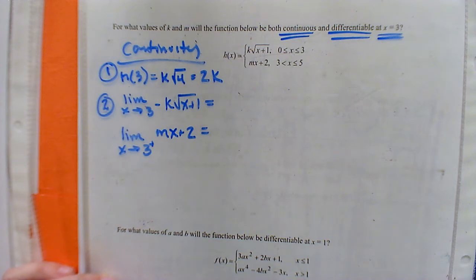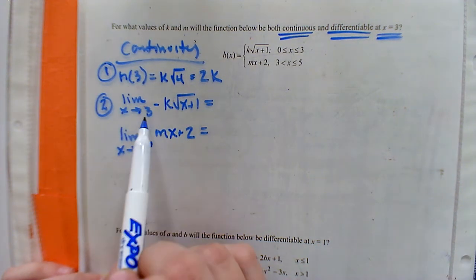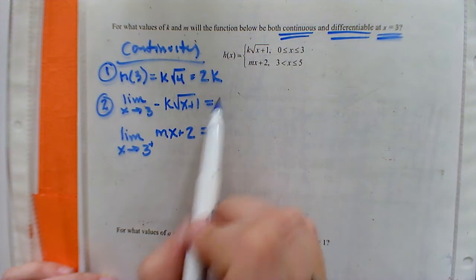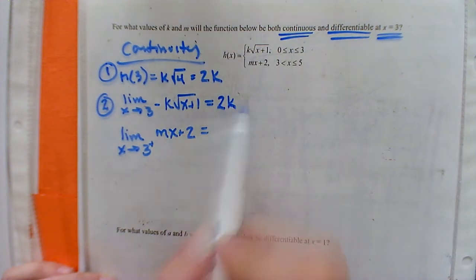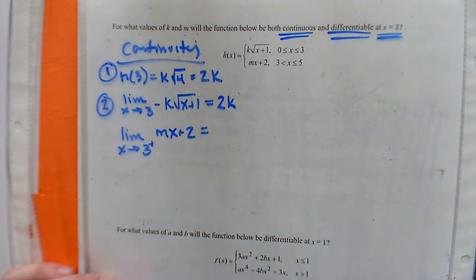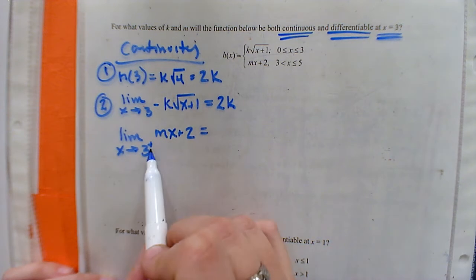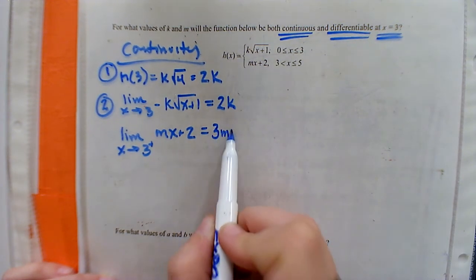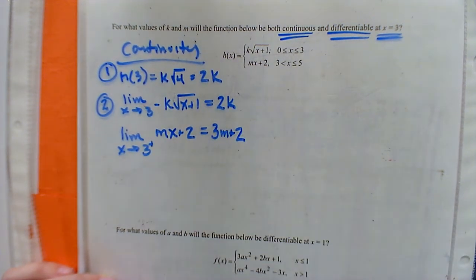I know it's been a while since we've done limits, but what do we always try first in a limit? Substitution. You haven't lost it. Good. All right, so go ahead and plug in 3. Looks like we'll get 2k again for the left-handed side, and 3m plus 2 for the right-handed side.